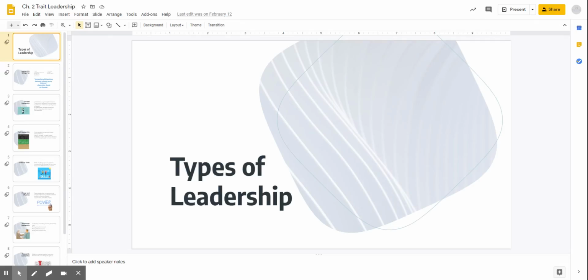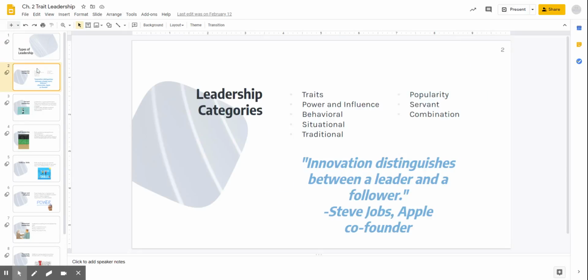By now I've already introduced a little bit about traits, and today we're going to look at what the different types of leaders are and how traits interact and work along with those types of leaders to make sure they're successful. The first thing we're going to talk about today is leadership categories.